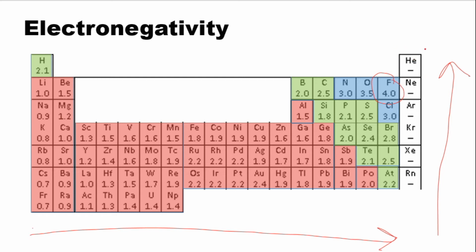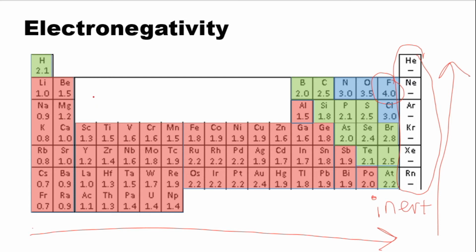A couple things to point out about electronegativity. The noble gases, the very last group right here, helium, neon, argon, krypton, xenon, and radon, don't have any numbers. They are inert. Inert means that they do not react, right? So inert, I'll write that right here. The noble gases are inert, so they do not react with anything. They like to be by themselves.